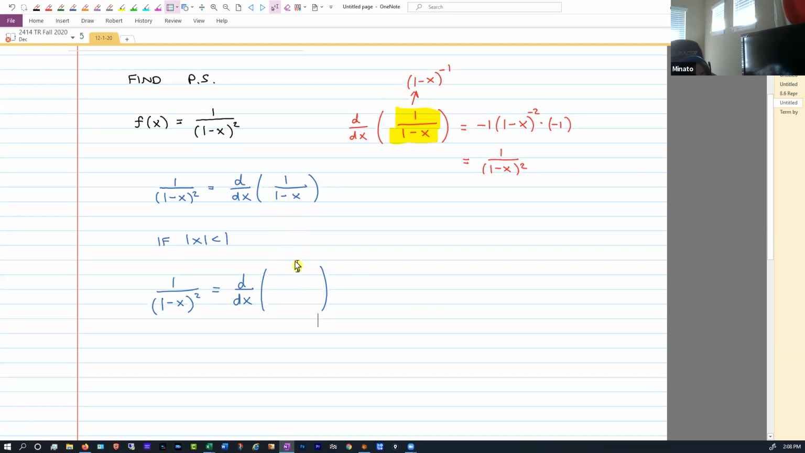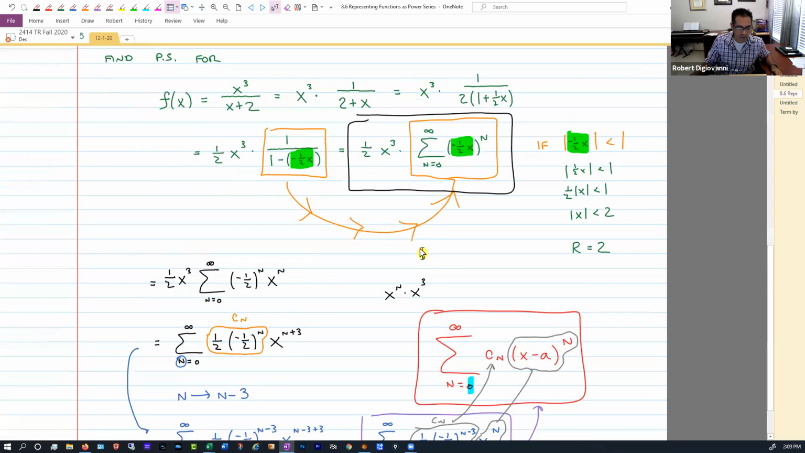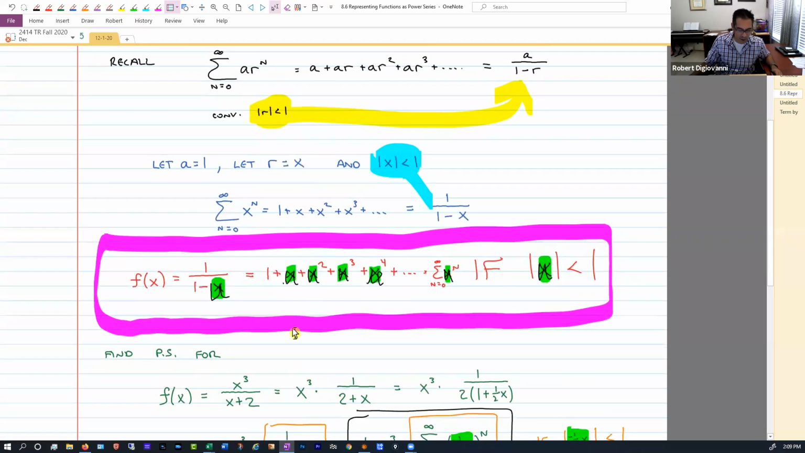The sum is the sum from n equals 0 to infinity of x to the n. The key here is that I'm restricting our domain now, so I'm allowed to convert that to this, because that's what this was all about. Remember, I said, don't forget this. We're going to use this for the rest of this section.